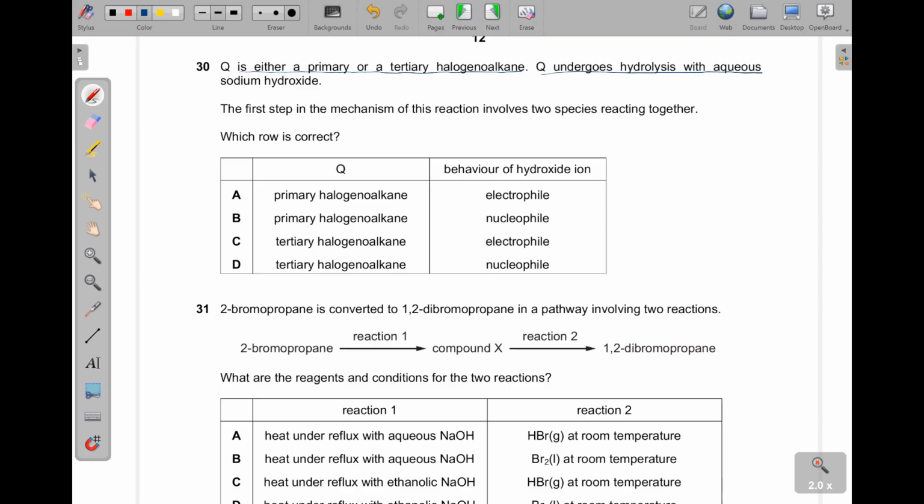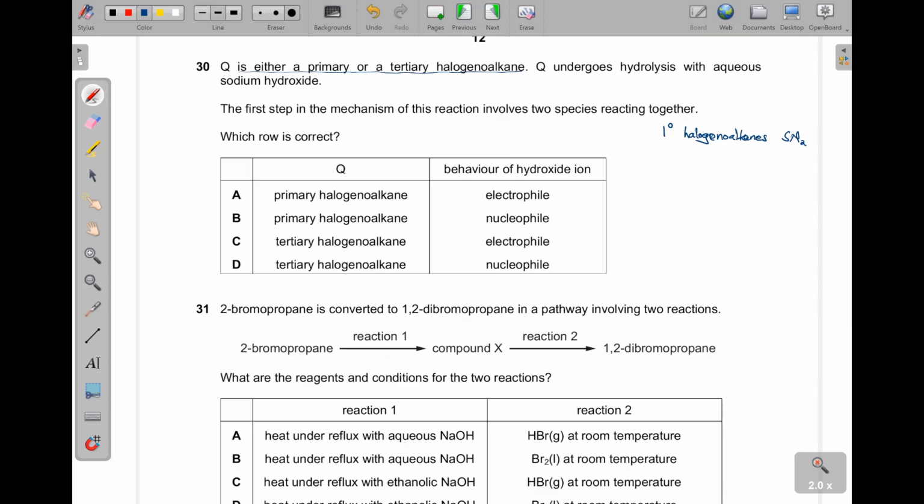Q is either a primary or tertiary halogenoalkane. Q undergoes hydrolysis with aqueous sodium hydroxide. The first step in the mechanism of this reaction involves two species reacting together. So if two species are reacting together, that is SN2. Okay, that is SN2, and that is for primary halogenoalkanes. Primary halogenoalkanes undergo SN2 because of the weak positive inductive effect that is not capable of stabilizing the formed carbocation.